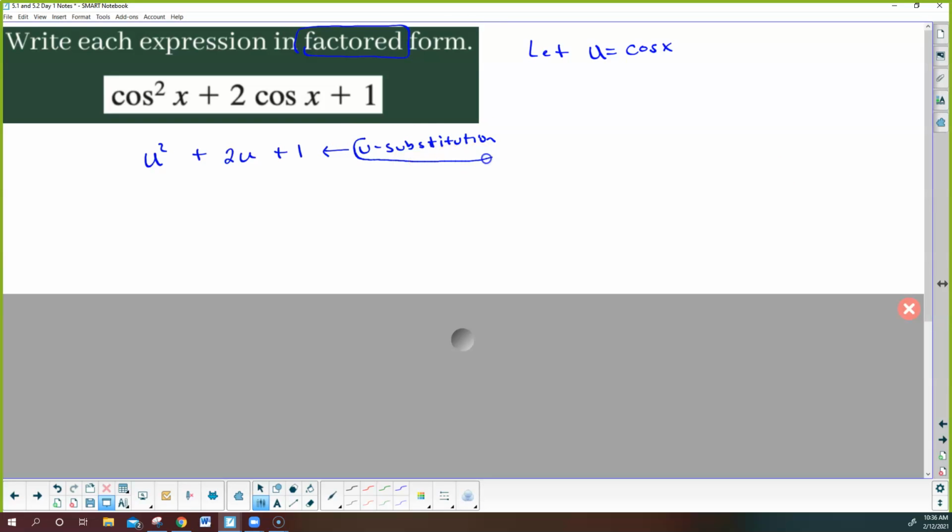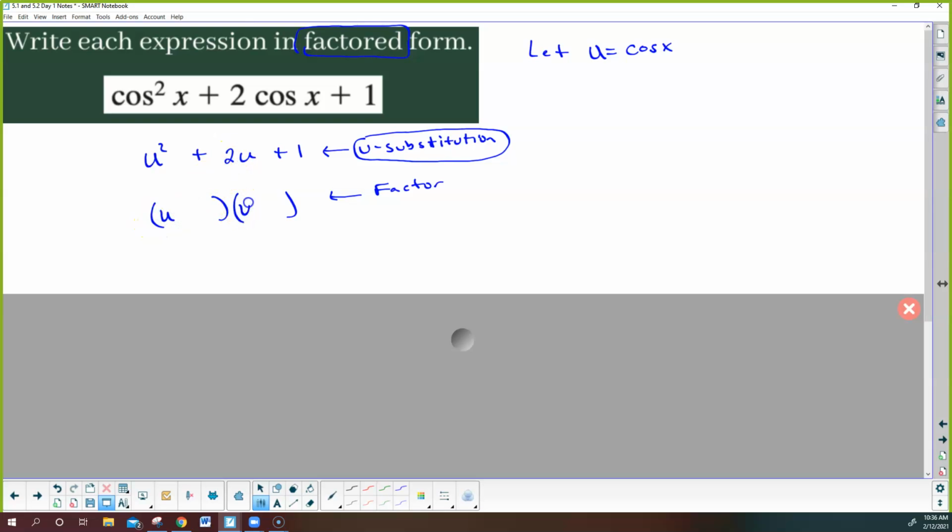The only reason why we did that was to make it just look easier for us. And now we're just going to factor. You could use the box with the circle in it if you want, but I think you can do this in your head. What are factors of positive 1 that add up to give me 2?